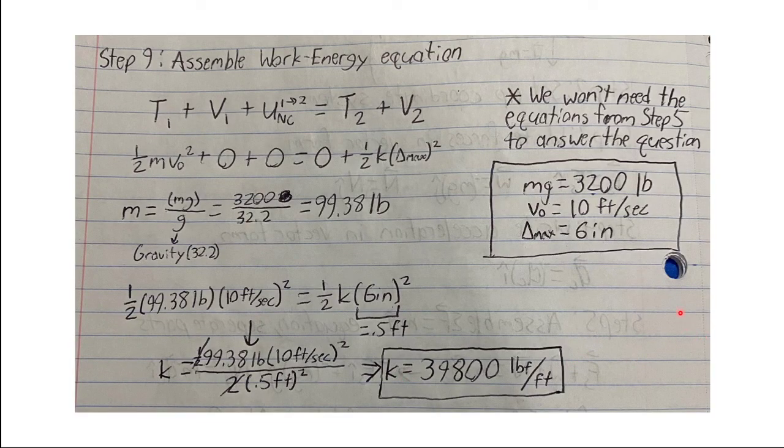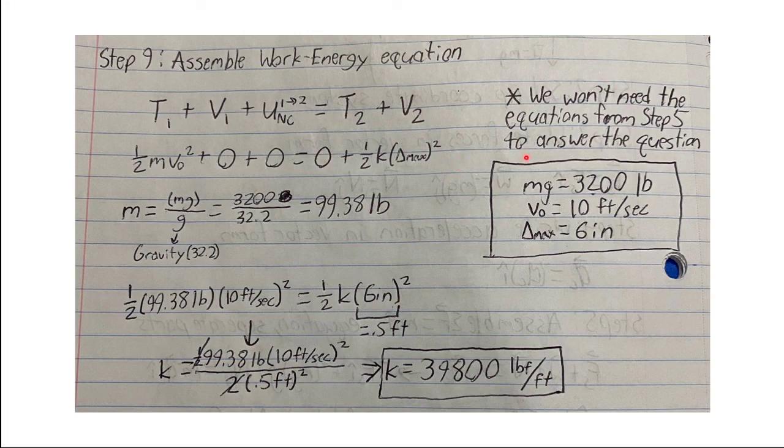So to assemble our work energy equation, it is your initial kinetic energy plus your initial potential energy plus your work done by non-conservative forces is going to equal your final kinetic energy plus your final potential energy. And then writing that out, we have our initial kinetic energy, which is 1/2 m of our mass c, v0 squared, plus 0 for initial potential energy, plus 0 for our work done by non-conservative forces, is going to equal 0 for our final kinetic energy, plus 1/2 k delta x max squared for our potential energy.